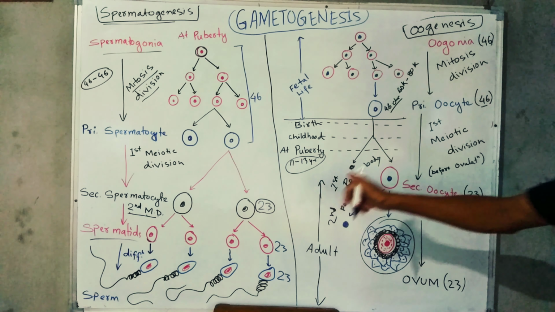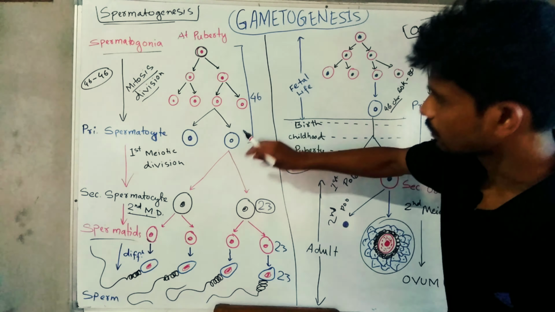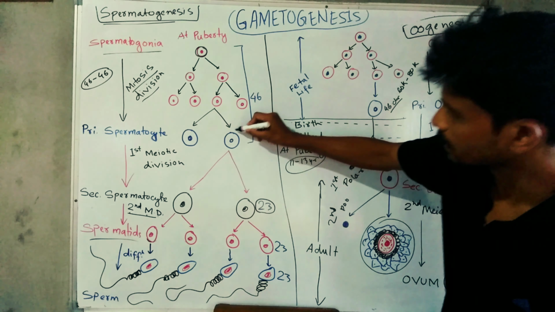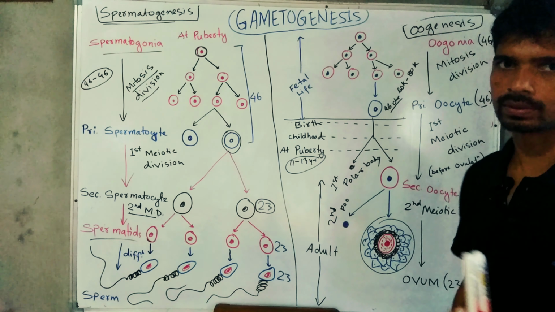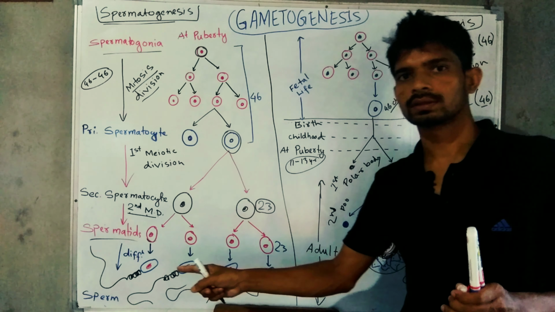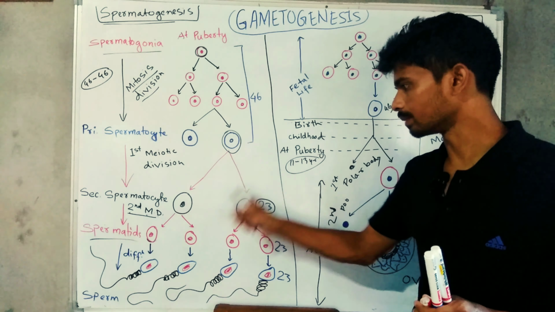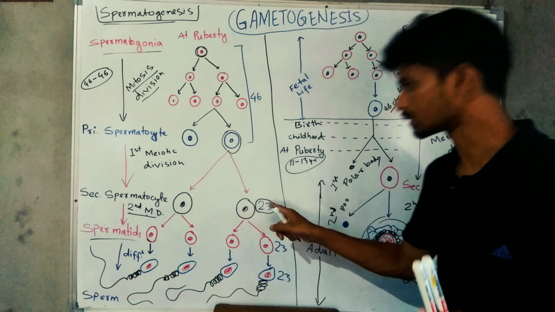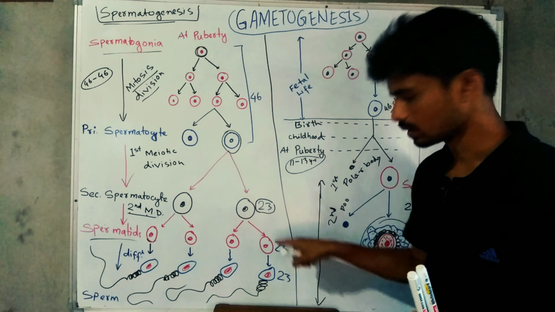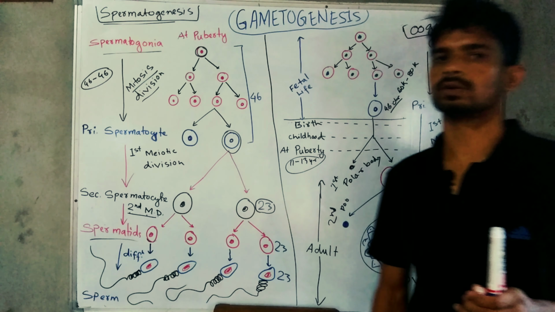Then you can see one thing. This is one primary spermatocyte. From one primary spermatocyte, how many sperm cells are produced? This will come in your exam. From one primary spermatocyte, two secondary spermatocytes are produced, from the two secondary spermatocytes, 4 spermatids are produced, and from the 4 spermatids, 4 sperm cells are produced.